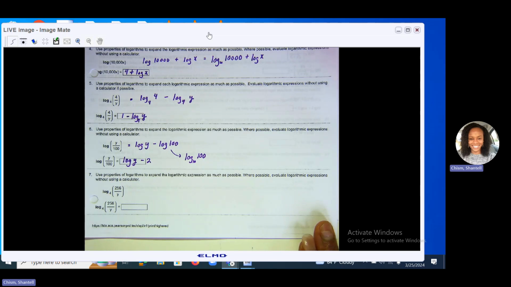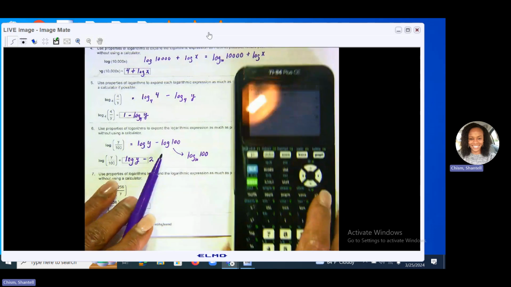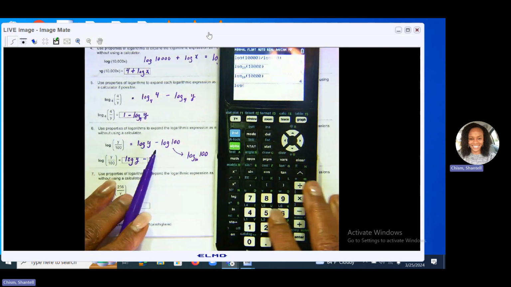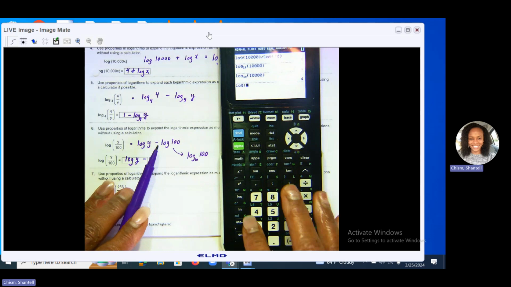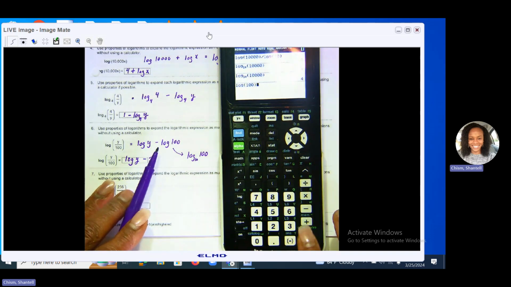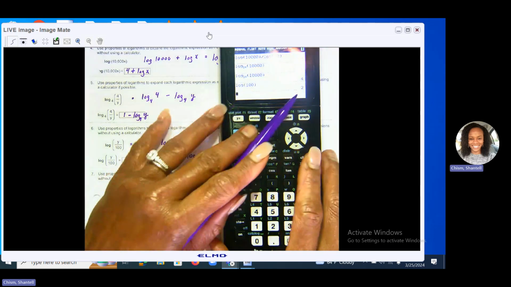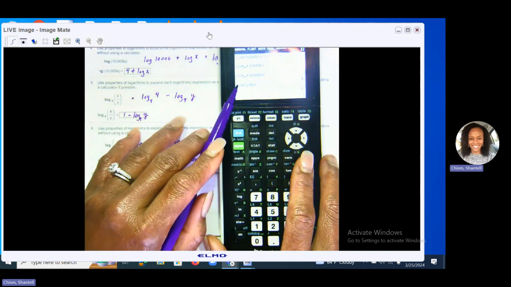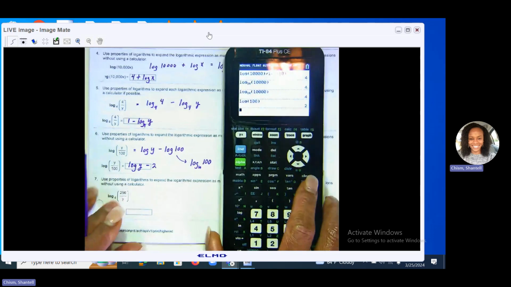Okay? And again, if you wanted to verify that, log of 100 in your calculator, just press log. Because it's a base 10, you don't have to worry about the base. It's understood to be a base 10. Just enter in 100. So 10 raised to what power? 10 raised to the second power will give you 100. Okay?